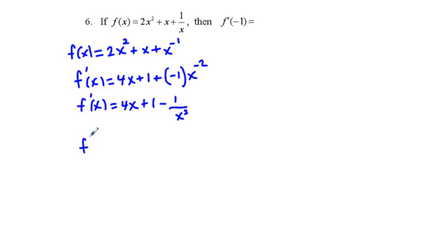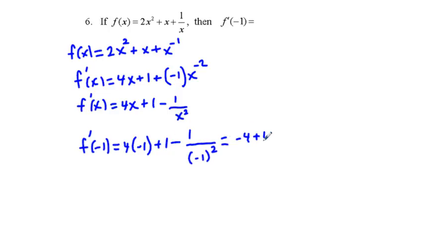And if we plug in negative 1, we get 4 times negative 1 plus 1 minus 1 over negative 1 squared. And for that, we're going to get negative 4 plus 1 and minus 1. So for this, we're going to get negative 4, which is going to be our answer to this problem number 6.